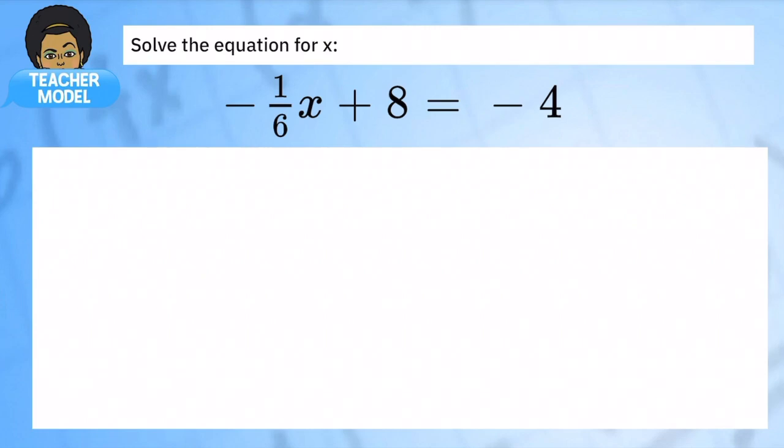How do I know there are two steps? Because look really carefully. There are two operations. The first one is really easy to see. It's right here. It's adding. The second one is a little trickier. It's the multiplication hiding between our coefficient and our variable, but it is there, and that counts as one of our two operations, meaning we need to do two inverse steps to solve this problem.